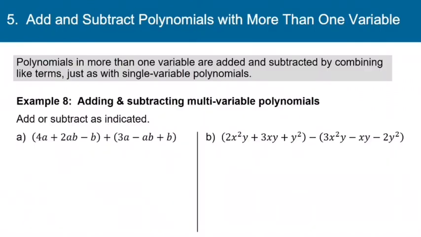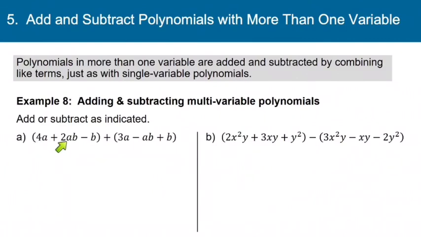Now for our last example, we'll look at some polynomials that have two variables. But nothing is going to change here because we're still just adding and subtracting, and that still means we're just combining like terms. Polynomials with more than one variable are added and subtracted by combining like terms, the same as single variable polynomials. So in part A we have an addition problem, and on part B we have a subtraction. Let's just go through them together.